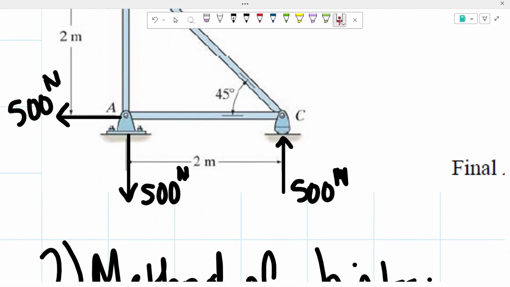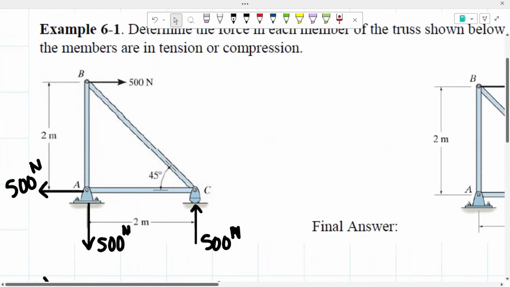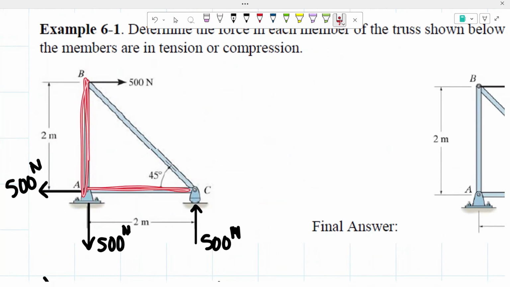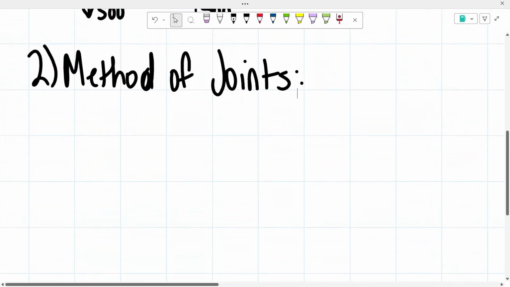But just to make things easier, I like looking at it like a quick overview, and I'm going to start off with joint A, because if I start off with joint A, I could already determine this one, and then from there, when I proceed to joint B, I'd be able to determine this one, and then I wouldn't have to do joint C anymore, because we would already determine those two. So I'm going to start off with joint A.